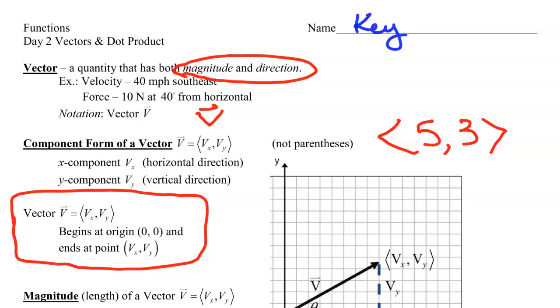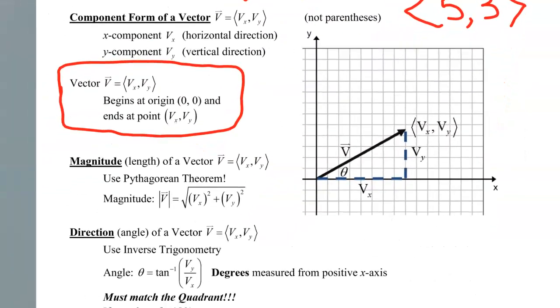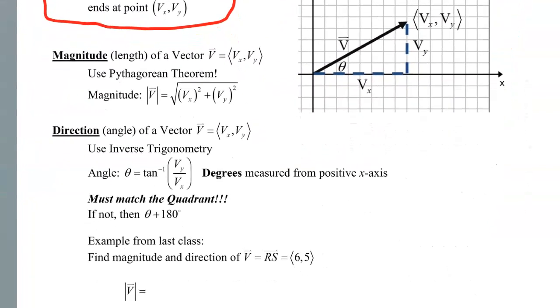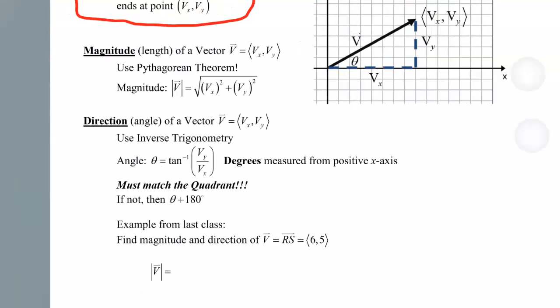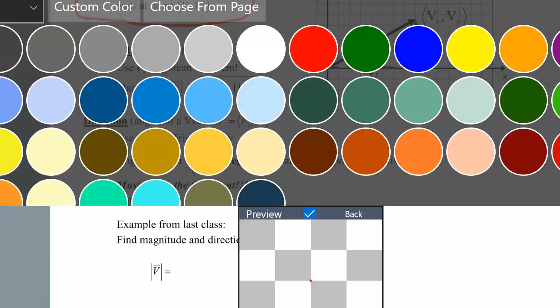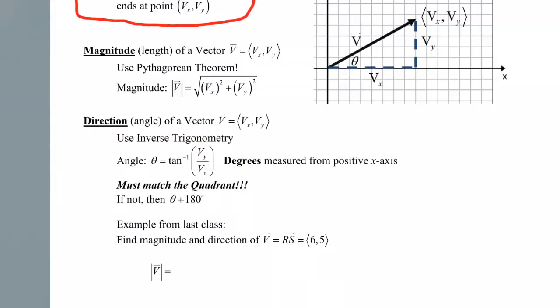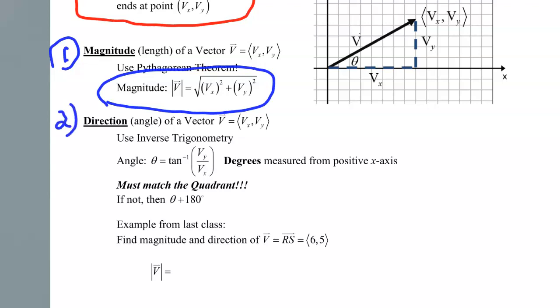A vector has two things we're talking about: magnitude and direction. So the first thing we have to look at is magnitude, and I use basically the Pythagorean theorem or the distance formula. That is the first formula I use. And the second thing I look at is direction or the angle theta, and I use inverse tangent for that.